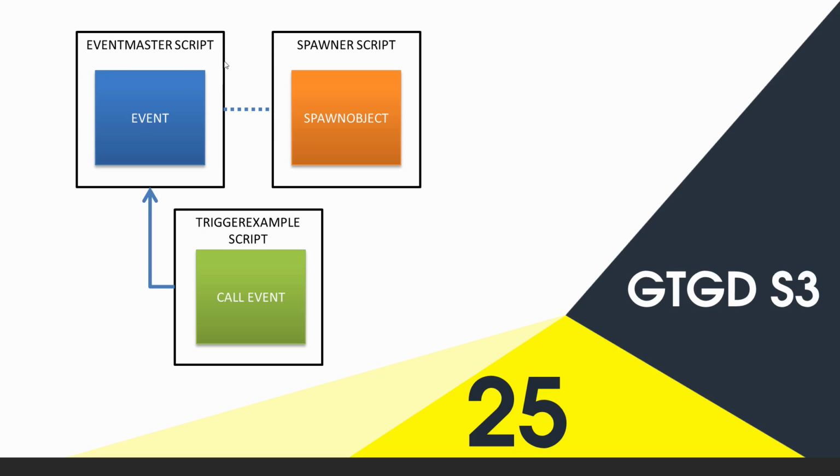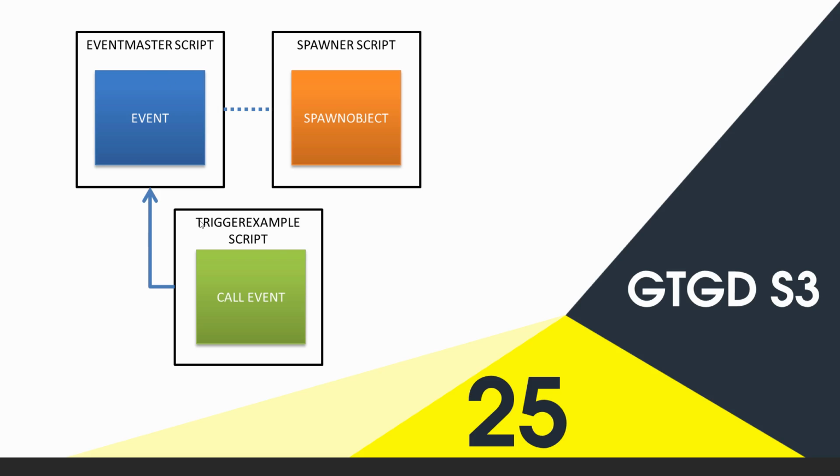So I'll have this new script, an event master script. I'll have an event in it. I'll have a public method that will cause that event to get actioned. And then back in the spawner script, I'll alter it a bit so that it does access this event master script and it will listen to the event. It'll just be listening. It won't do anything until that event is actually actioned.